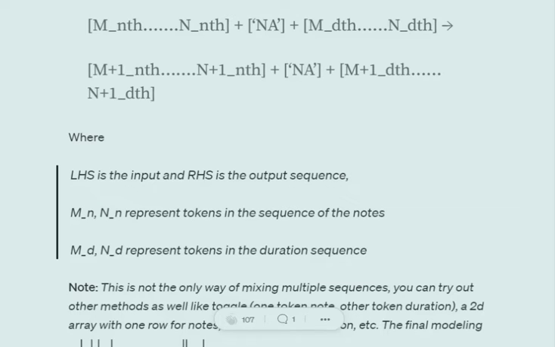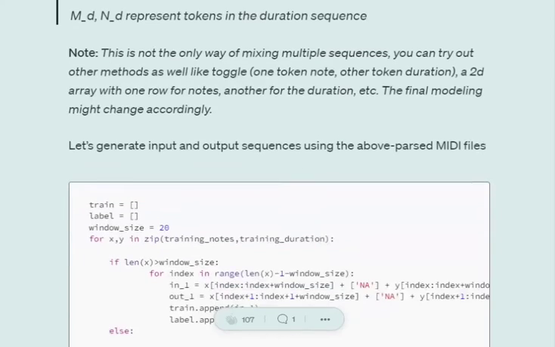So what we are doing is selecting windows from both the sequences and then concatenating them, separated by a separator token. This is how we are going for an input and output sequence. In other cases, you can also have a toggle: one element from nodes, the second element from duration, the third element from nodes again, the fourth element from duration, and so on. So it's upon your wish and depending upon the performance. It can be a hit and trial method that you can try out.